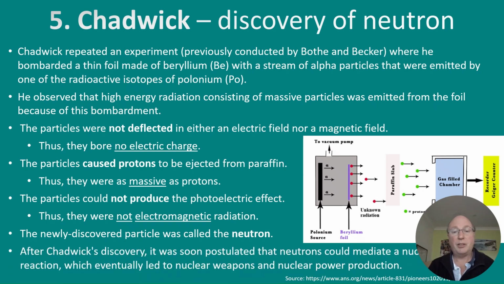After Chadwick's discovery, it was soon postulated that neutrons could mediate a nuclear reaction, which eventually led to nuclear weapons and nuclear power production. So our understanding of the structure of the atom has developed with five major significant turning points and experiments to back them up, by Crookes, by J.J. Thomson, by Millikan, by Geiger and Marsden under direction of Ernest Rutherford, and by Chadwick.